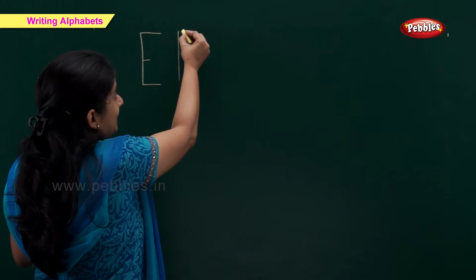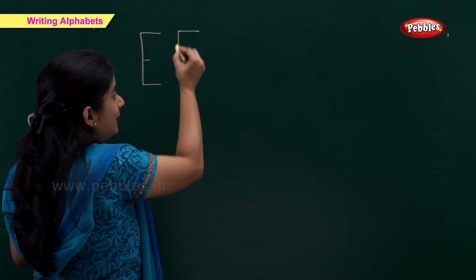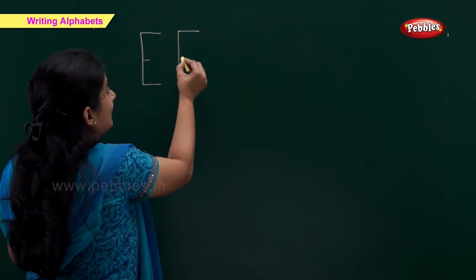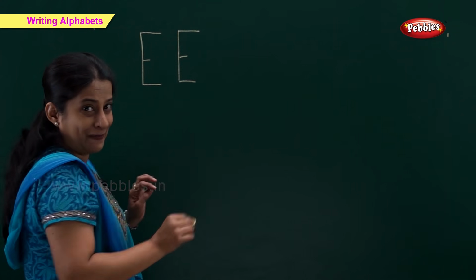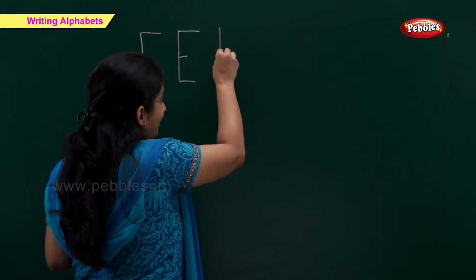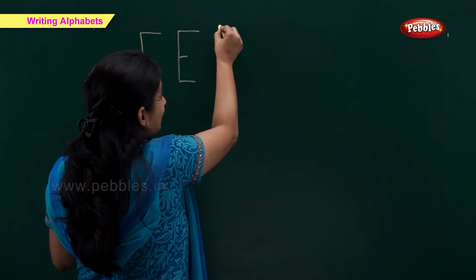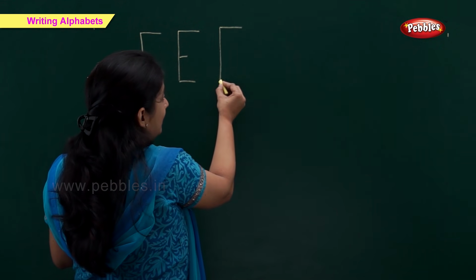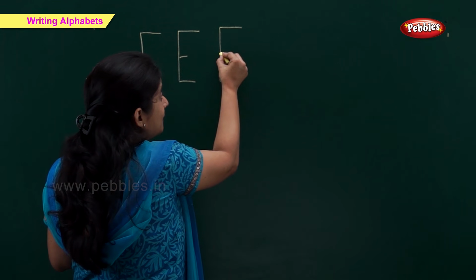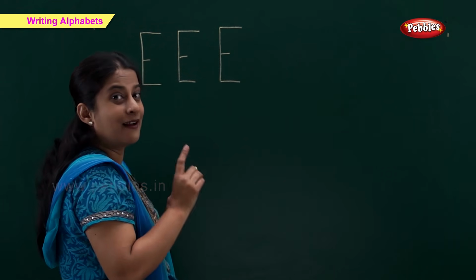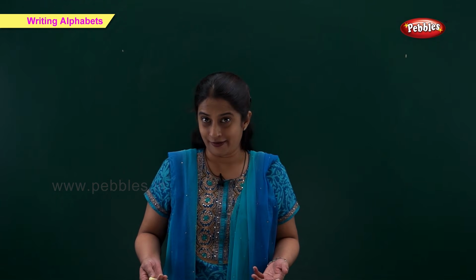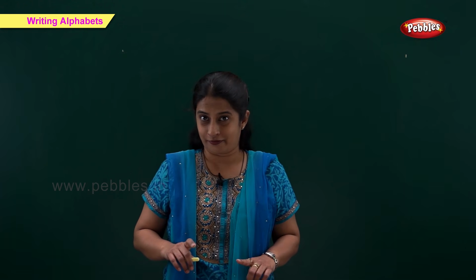One standing line, one sleeping line, one more sleeping line, and a small sleeping line makes E. One standing line, one sleeping line, another sleeping line, and a small sleeping line makes alphabet E. Isn't it simple? Now we will write alphabet F.